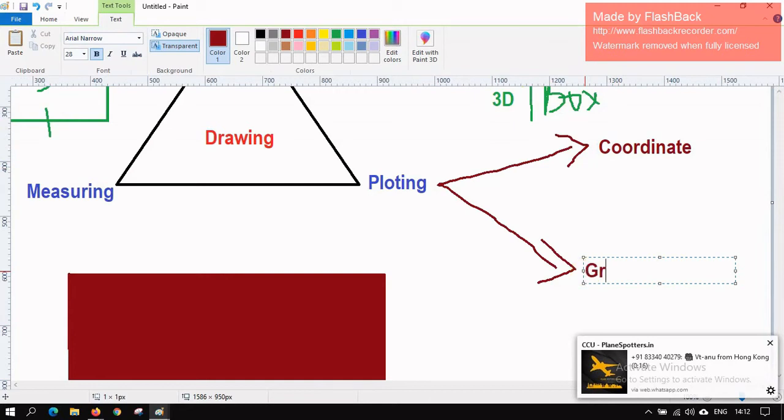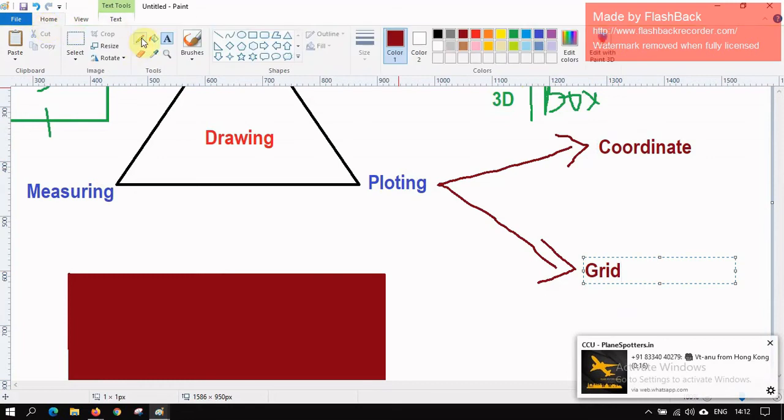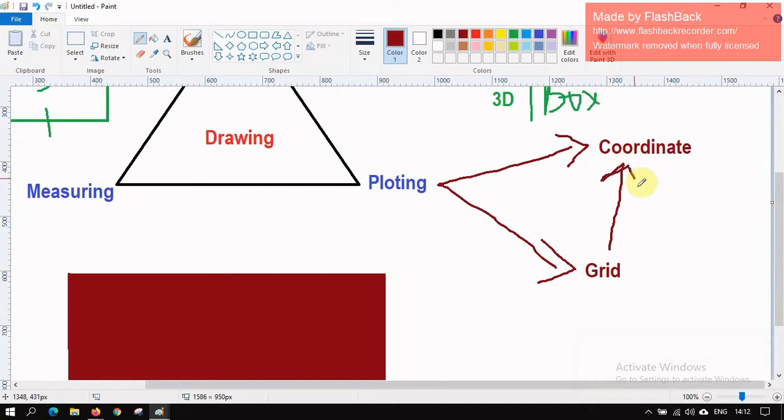Now let me tell you one more thing. Most of you know that coordinate and grid are interrelated. Yes, it is interrelated, but in drawing we could actually make some changes. They are nothing but the same, but we could make some changes. This will be taught in your classes.